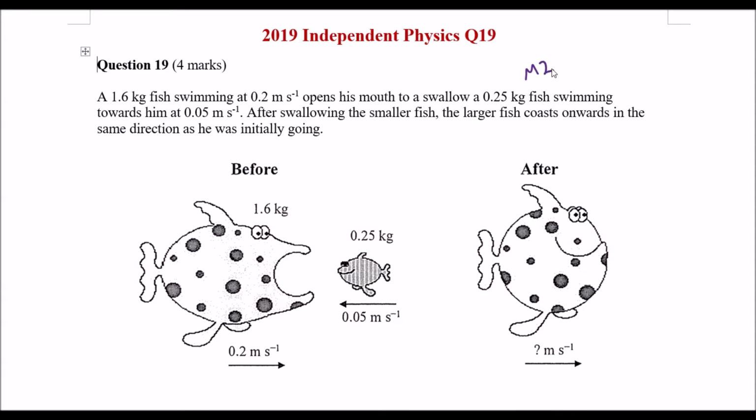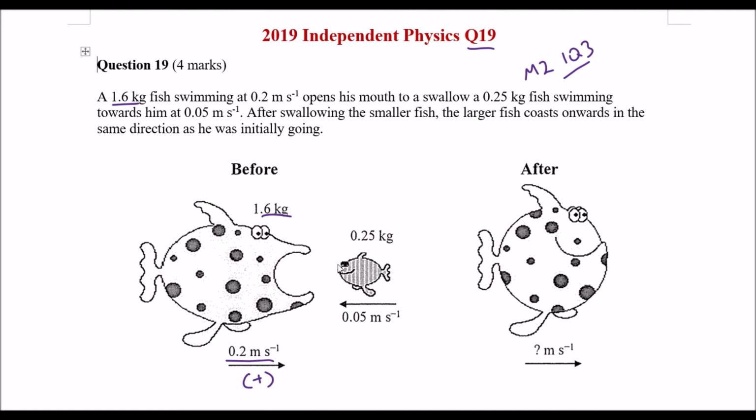We are going to go through Module 2 Inquiry Question 3, explaining the 2019 Independent Physics paper, Question 19 for the Year 11 syllabus. We have a 1.6 kg fish that is moving at 0.2 meters per second in this direction. We're going to make that the positive direction. Whenever we're looking at velocity, just make sure you have a specific direction.